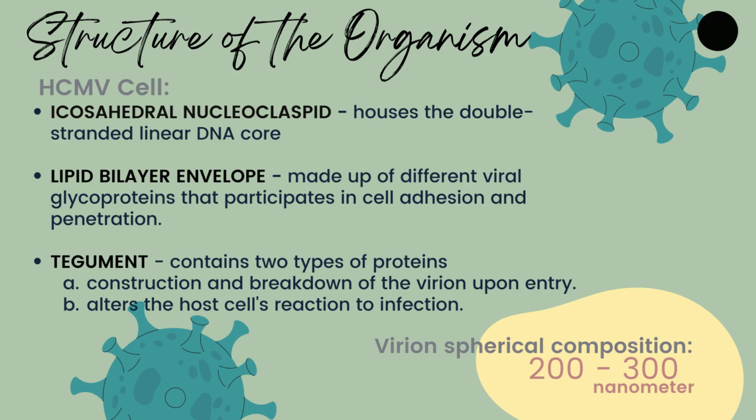HCMV, or the human cytomegalovirus cell structure, is comprised of an icosahedral nucleocapsid which houses the double-stranded linear DNA core, and an exterior lipid bilayer envelope made up of different viral glycoproteins that participate in cell attachment and penetration. Along with some cellular and viral RNA, the tegument contains two main types of proteins. One class of proteins plays a structural role in the construction and breakdown of the virion upon entry, and the other class alters the host cell's reaction to infection. Typically, the virion has a spherical composition with a size of about 200 to 300 nanometers.